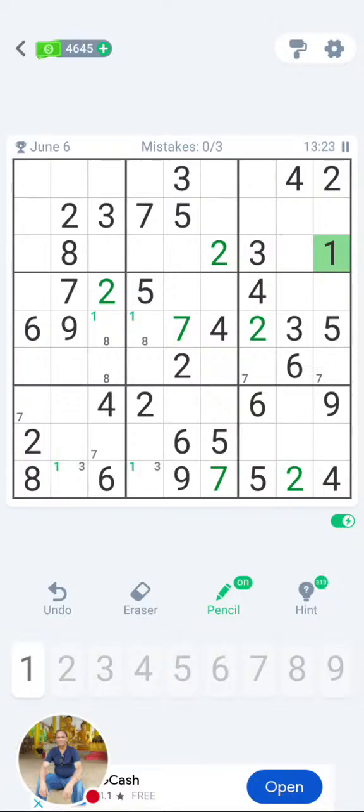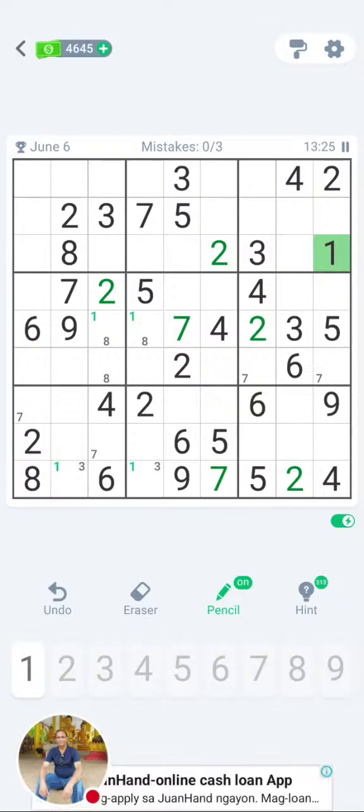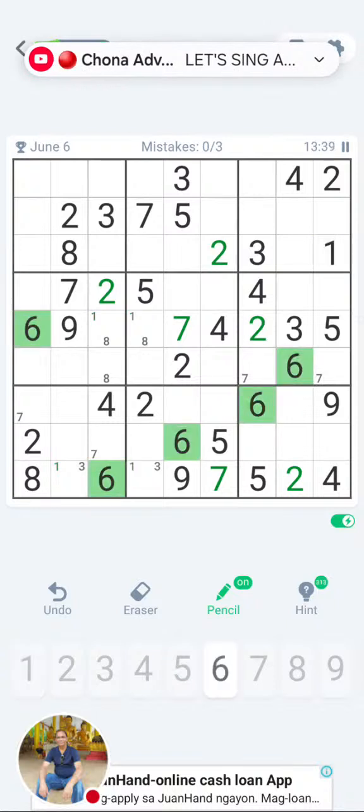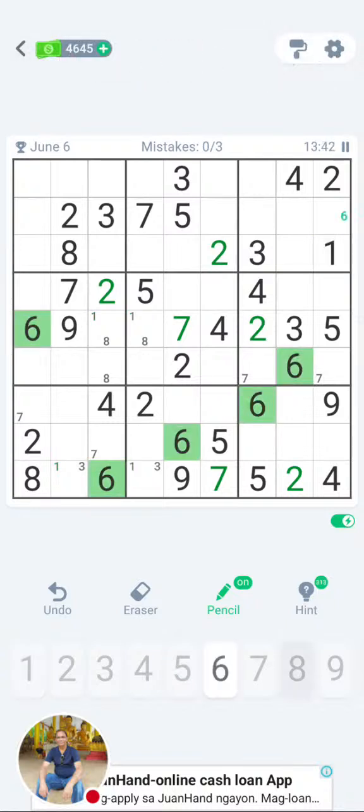So if I look at that one between 2 and 1, okay, 3, 6, 7, 8. In that row there is already 3 and 7. So 6 and 8 is missing. So I can only put 6 and 8 over here.